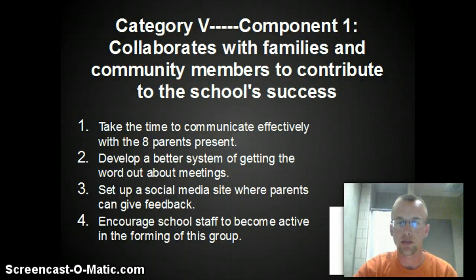Number 2, I'll develop a better system of getting the word out about meetings. I'm using newspaper, radio, like I said before, text messaging, email. Any of those methods would be appropriate. Number 3, I'll set up a social media site where parents can give feedback. Just like in this class we're taking right now, you could have a Google Circles, you could have a Facebook page. There's multiple ways social media can be used to help communicate with parents, and that way they can provide feedback that you need. And number 4, I would encourage the school staff to become more active in forming this group, because the parents need to see the school is willing to put forth effort too.